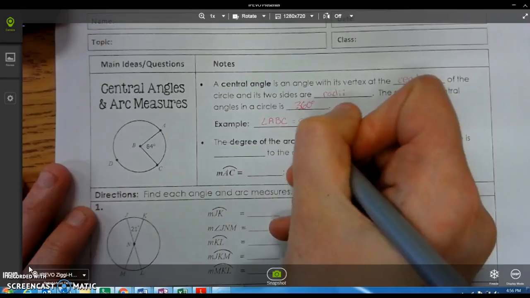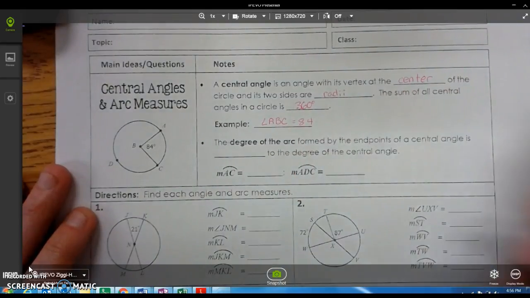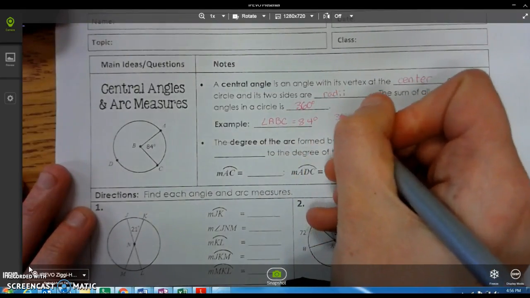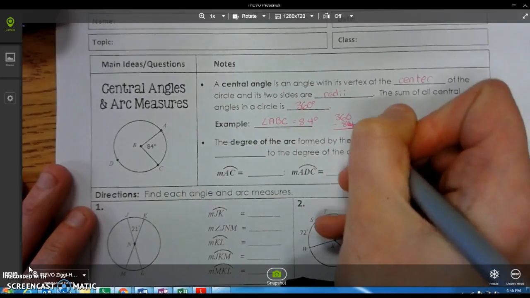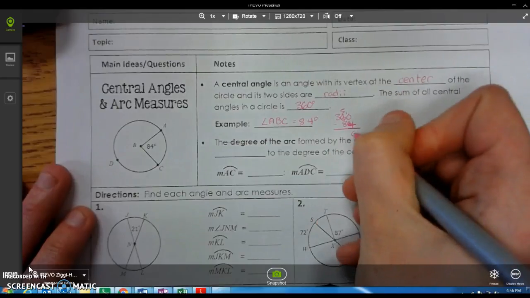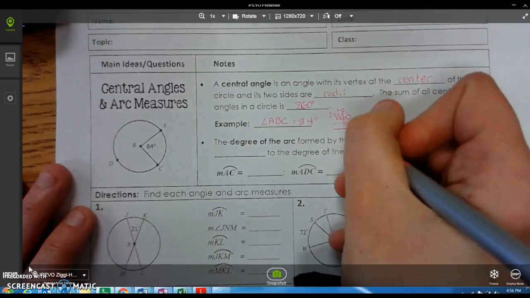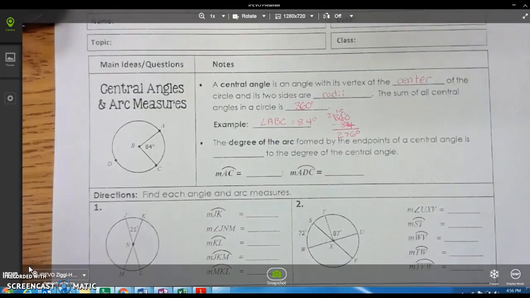is equal to 84, which means that I can figure out the other angle by subtracting, right? The other angle is going to be 276.